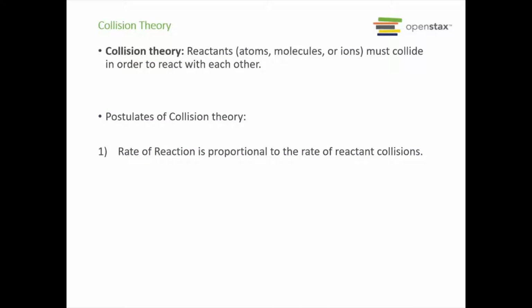So collision theory basically states that reactants, either atoms, molecules, ions, whatever, have to collide in order to react with each other. And there's three different postulates. The rate of reaction is proportional to the rate of the reactant collisions. So the more collisions per time, the higher your reaction rate. Makes sense, right? You're going to have a faster rate if the collisions are happening more often.